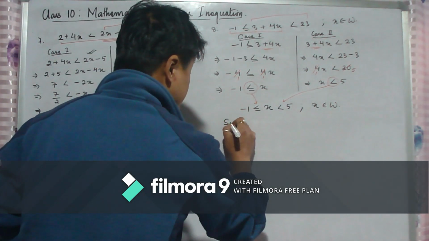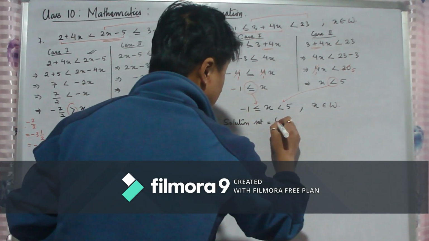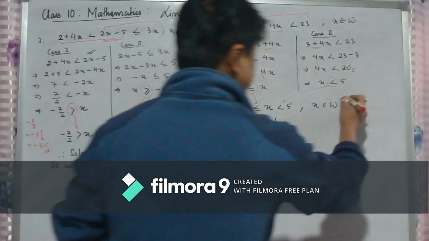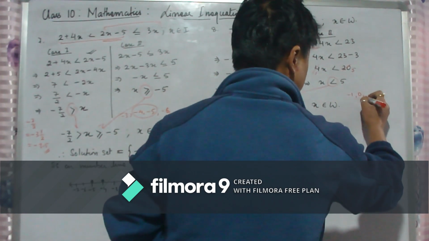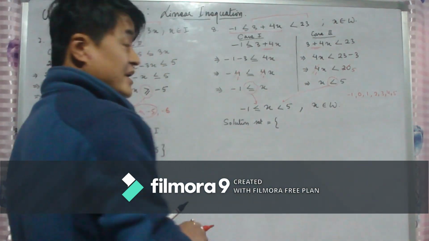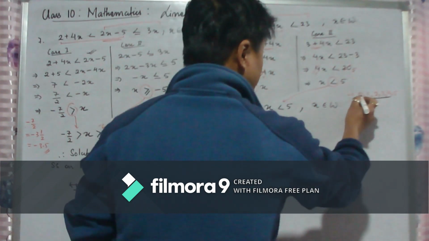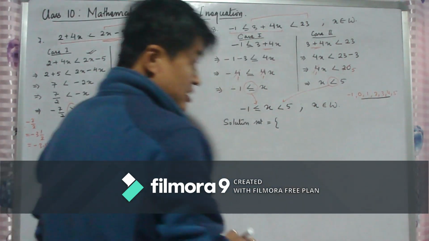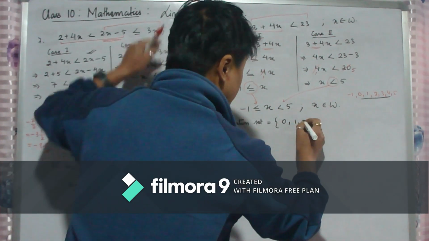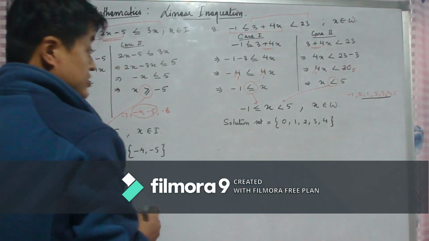So its solution set will be whole numbers. So what are the whole numbers in between these numbers? If I write here the numbers minus 1, after that 0, 1, 2, 3, 4, 5, 5 is the maximum. So all the numbers less than 5 are these numbers, and greater than or equal to minus 1 are these numbers, which are the whole numbers. So our solution set is 0, 1, 2, 3, 4. These are the solution set.